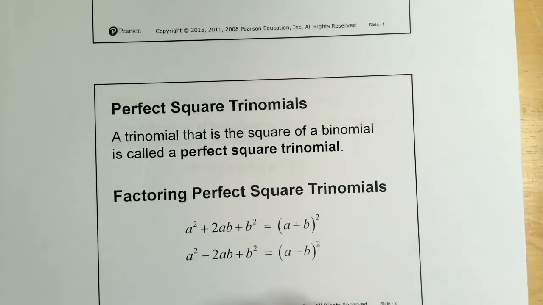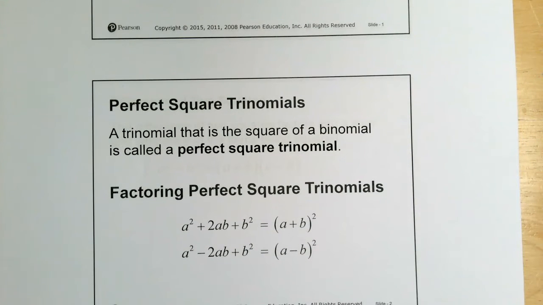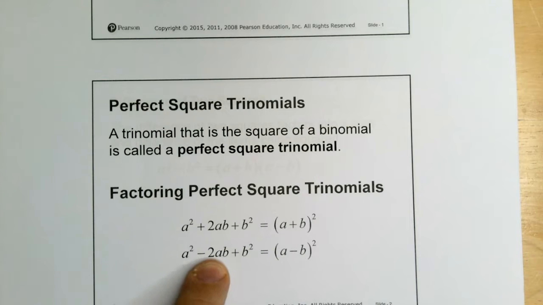Product means multiply. So we're going to start with perfect square trinomials. Tri means 3, right? A trinomial that is the square of a binomial is called a perfect square trinomial. So if I have a squared plus 2ab plus b squared, I can rewrite that as (a plus b) squared. If I have a squared minus 2ab plus b squared, I can rewrite that as (a minus b) squared.